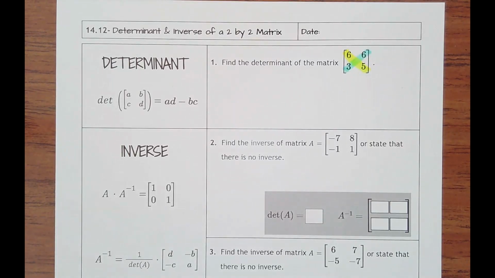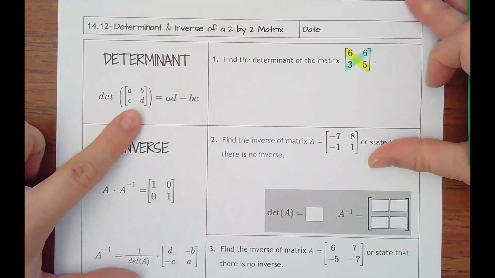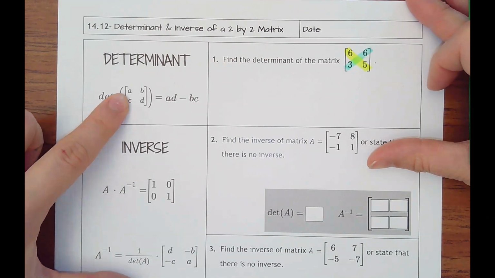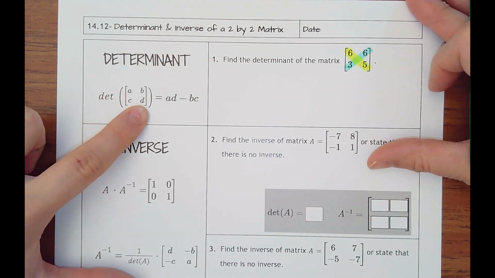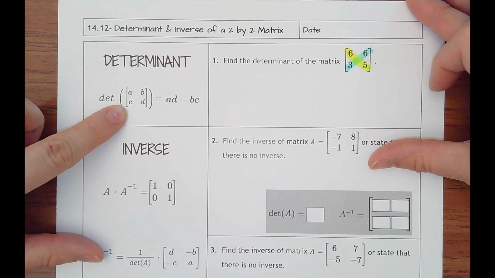Lesson 14.12, determinant and inverse of a 2x2 matrix. So these are the last two things that you really need to know about a matrix. There's something called the determinant, and it ends up just being a number. The way you find the determinant is pretty quick if it's a 2x2. You take A times D, so this diagonal, minus B times C, the other diagonal.